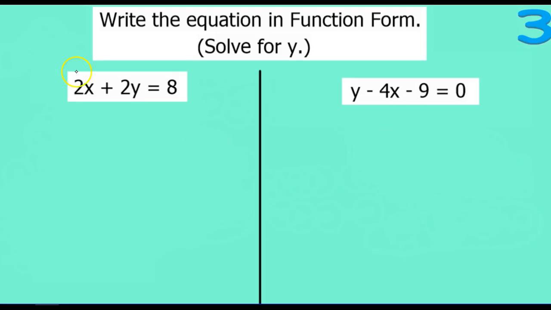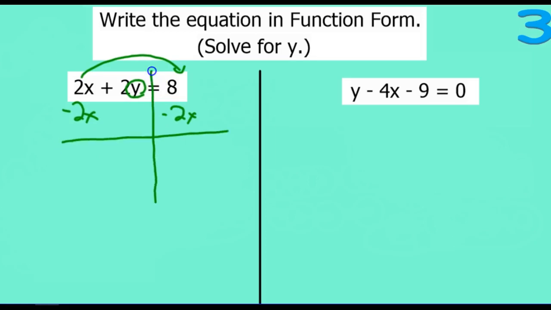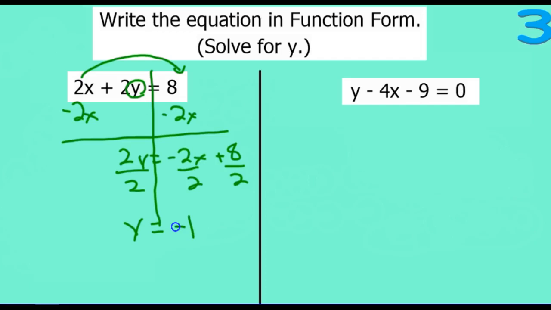Alright, now, again, we're going to move the x over to the other side. We're trying to get y all by itself. So I'm going to subtract 2x. So we get 2y equals a negative 2x plus 8. Divide by 2, everything by 2. We're going to get y equals a negative 1x plus 4.